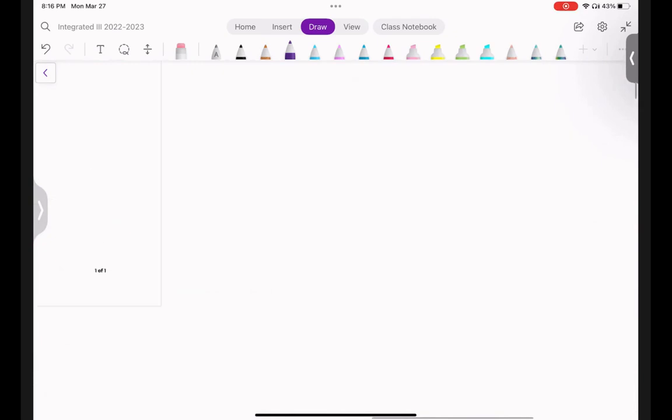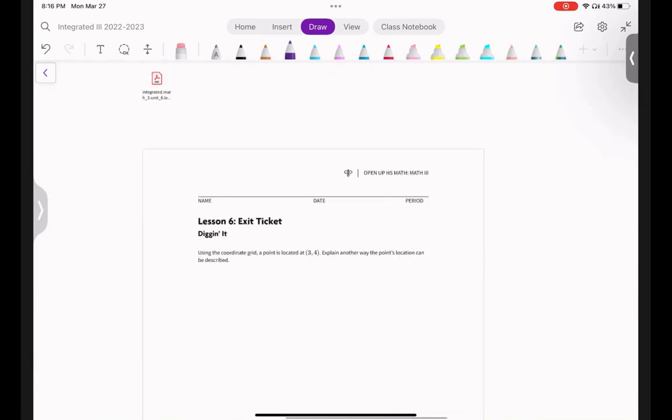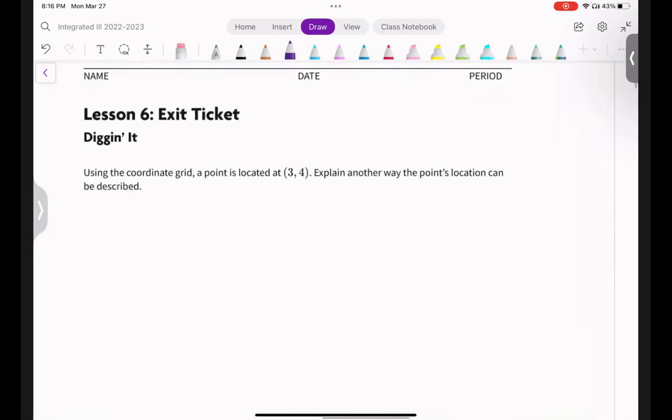Your exit ticket is over here. It says using the coordinate grid, locate a point located at 3, 4. Explain another way the point's location can be described. So they're asking you to describe it using polar coordinates. Again, polar coordinates are r comma theta.